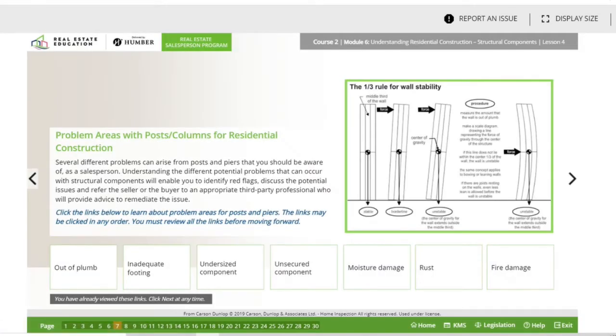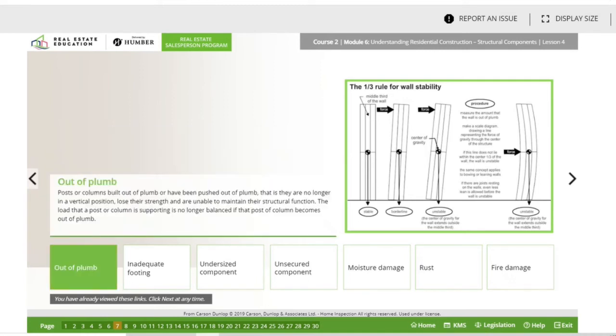Problems. Areas with post columns for residential construction. Posts and columns could be out of plumb. This could have an impact on the strength, and it could be unable to maintain its structural function.